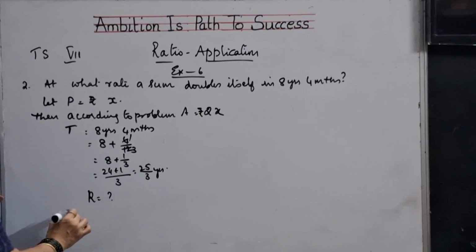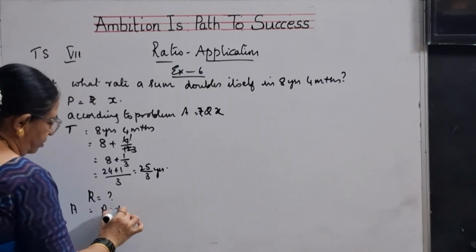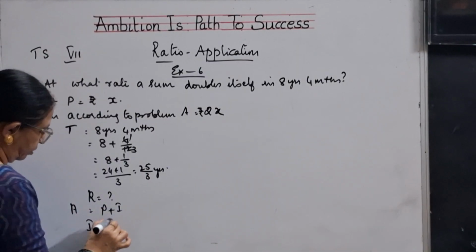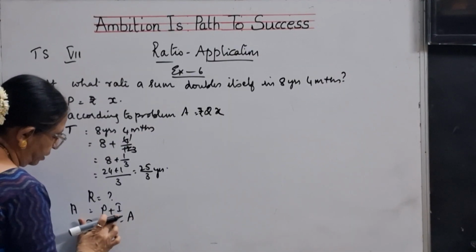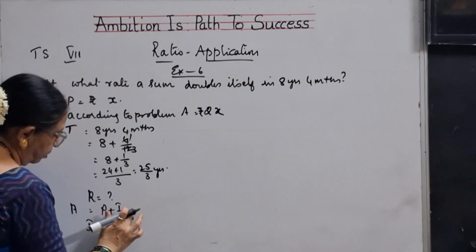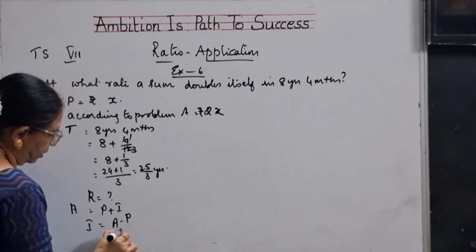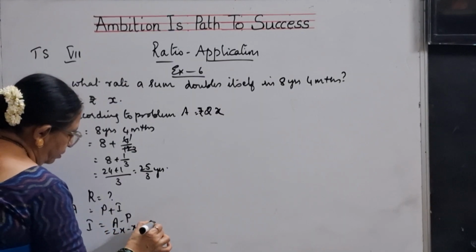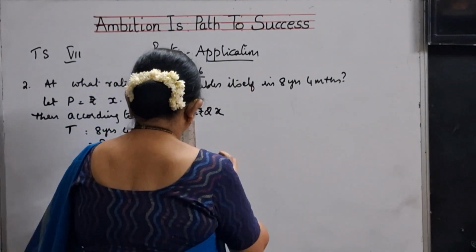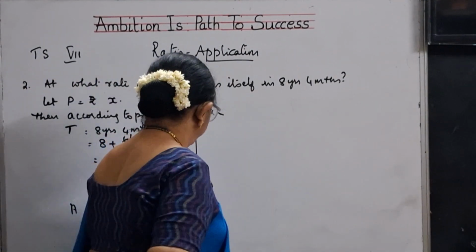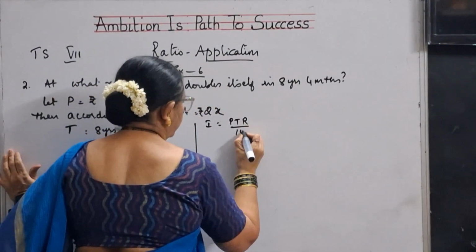So again here, amount is equal to principal plus interest, and I is equal to A minus P. So A is 2x minus x, that is rupees X is interest. Now let us continue. I is equal to PTR by 100.